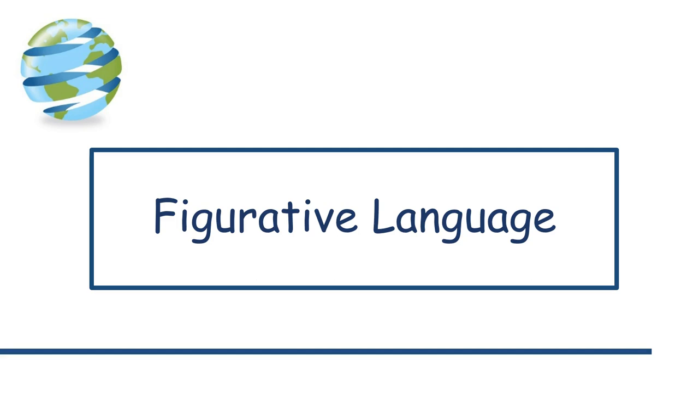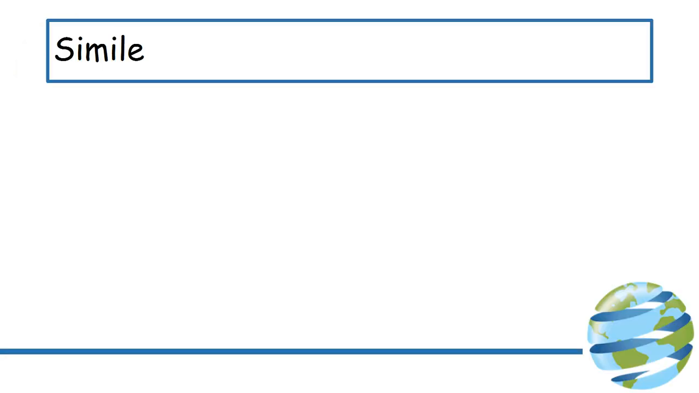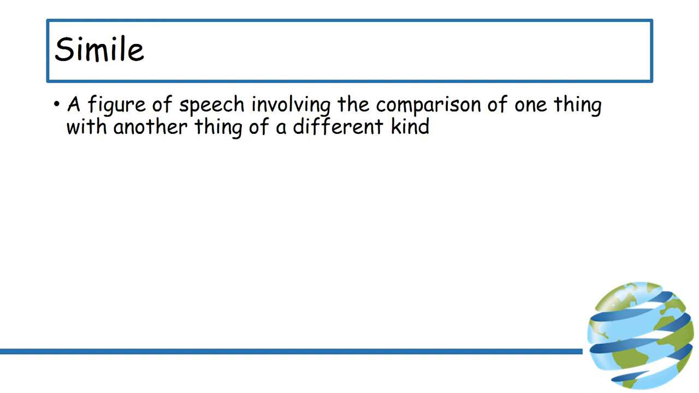There are many types of figurative language, but in this video we're going to talk through a number of them. Similes are the first one that we're going to discuss. A simile is a figure of speech involving the comparison of one thing with another thing of a different kind.